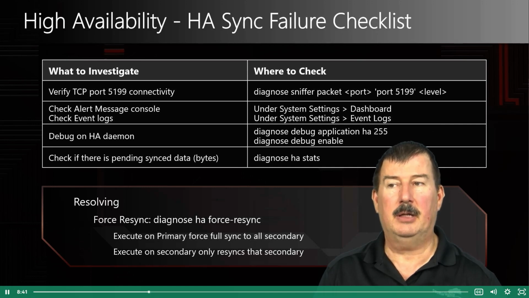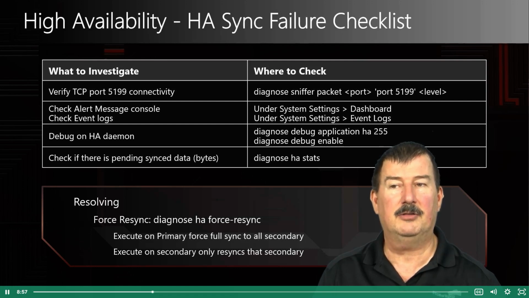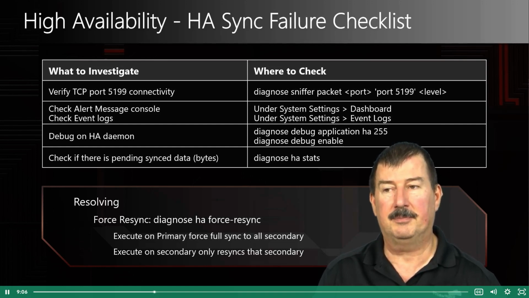You can check your alert messages in your event logs under your system settings in your dashboard. You can debug your HA daemon. So again, diagnose debug application HA, for your HA daemon, 255, and then you enable it. Then you can see if there's a pending sync, you can diagnose HA stats. This allows you to go in and look at your HA status and see what is going on. What status are we in on our HA?